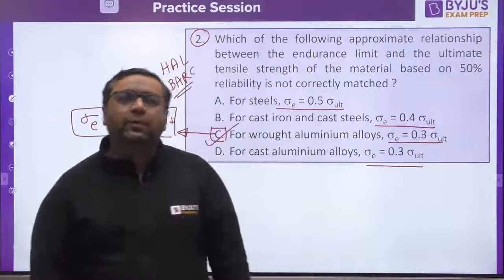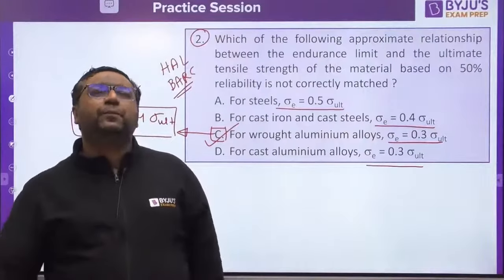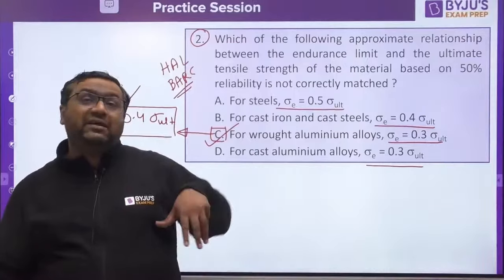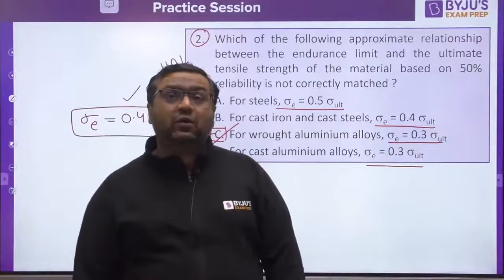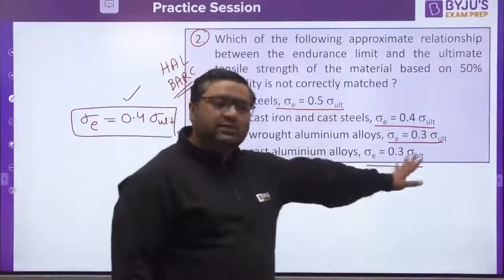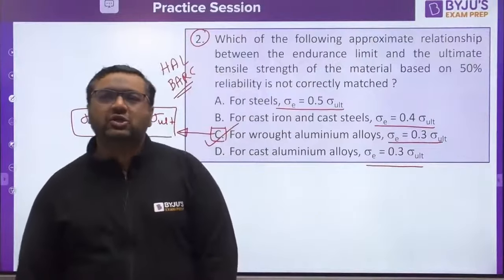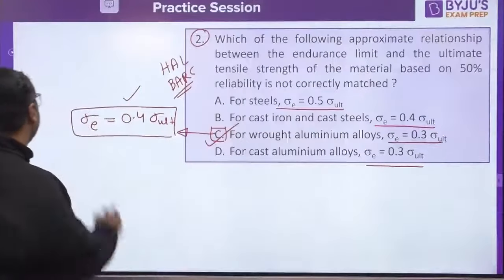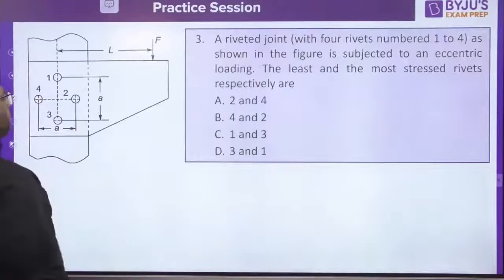So I feel you got it, because for cast aluminium alloys, obviously you would have some more values of ultimate. So that's why it becomes 0.3 times. So it is correct only, Loga Vignesh. So the answer for this is C. Let us move to the next question.